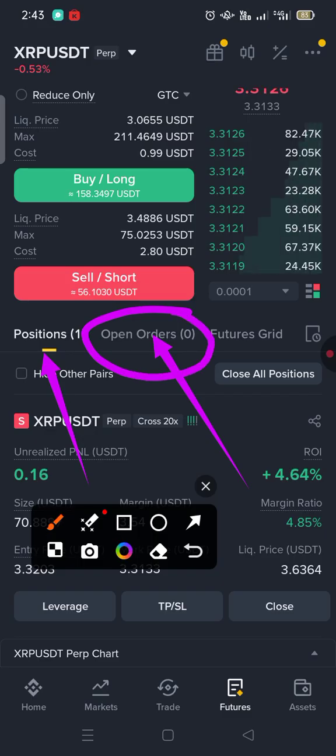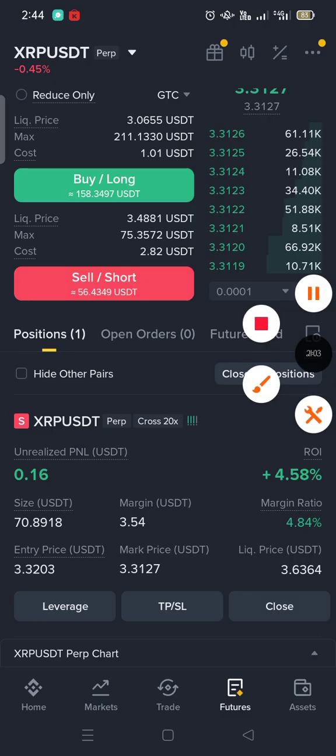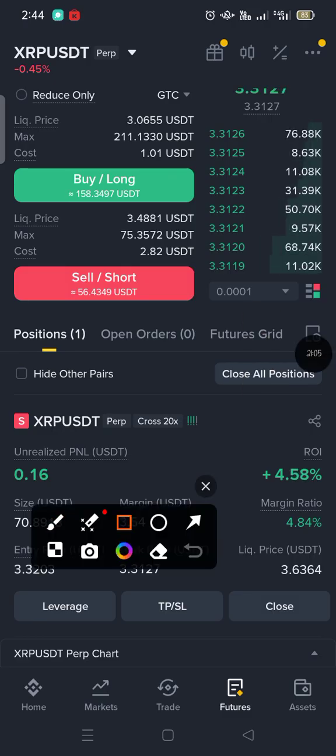But if it has already been hit and you are in the market already, or you open a position, you'll be able to see it under positions. Okay, I hope you understood.